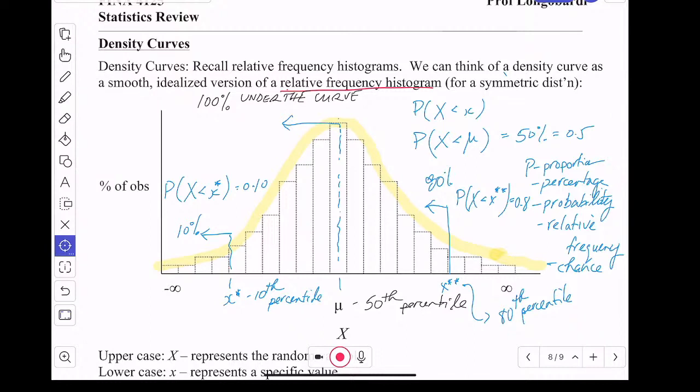Okay, so then what if I ask you, what is the probability of an observation between X* and X**? How do you figure that out? What percent of observations are between X* and X**? Don't add. Just look at it and reason through it. Don't try and remember something that you didn't remember well. Just look at it and reason.